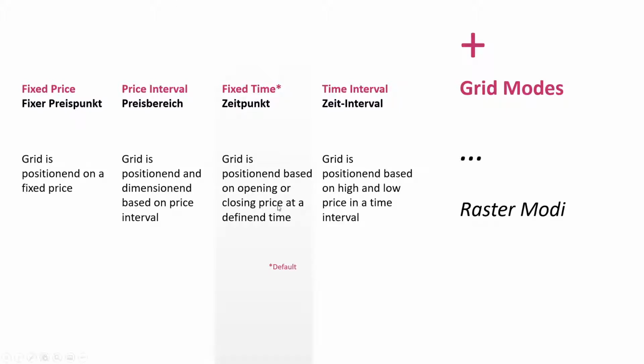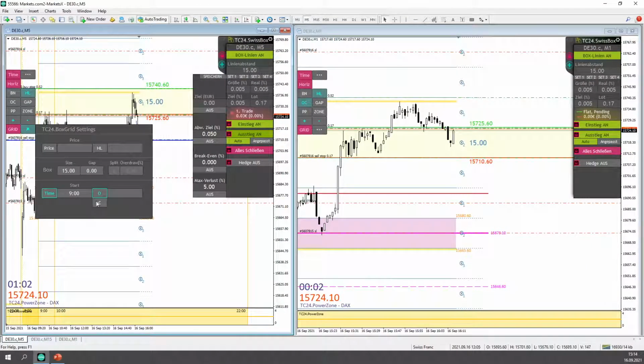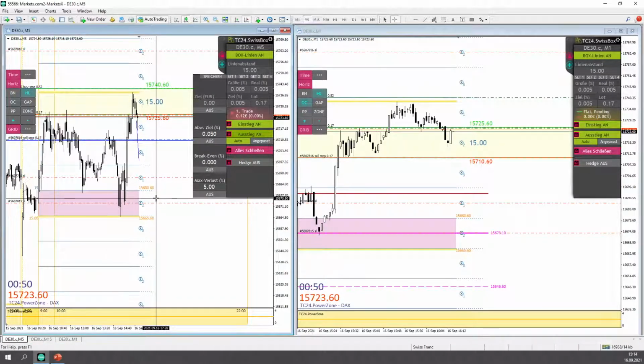The default one is that you put your grid based on an opening or closing price at a defined time. For me, it only makes sense to start somewhere at the market opening. So you can set the market opening to be your anchor point for placing the grid. Basically, if the market opening was over here, then it starts counting from here towards the boxes, and you can use these boxes to trade.